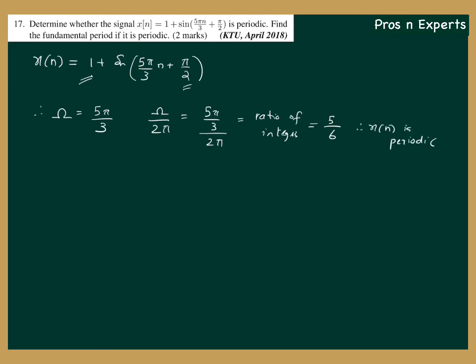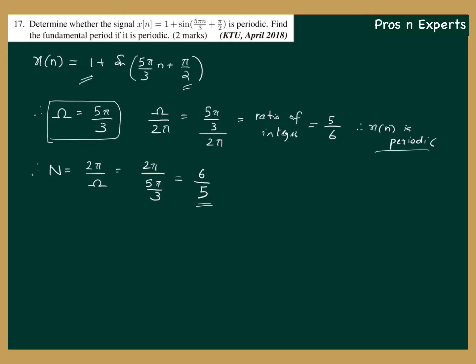Okay, so what is the period? You know, omega equal to 5 pi by 3. Therefore, the time period n equal to 2 pi by omega, which is equal to 2 pi by 5 pi by 3, which will give you 6 by 5. Many students at a single glance may tell that because the time period for a discrete time signal is not an integer value, this signal is not periodic. No, that is wrong. This is a sinusoidal signal and we got it as periodic.